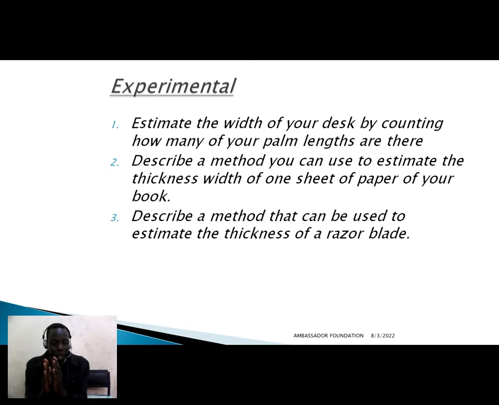Then from there, after measuring the length of the thickness, you divide by the number of razor blades, you will get the thickness of one razor. That is the point.